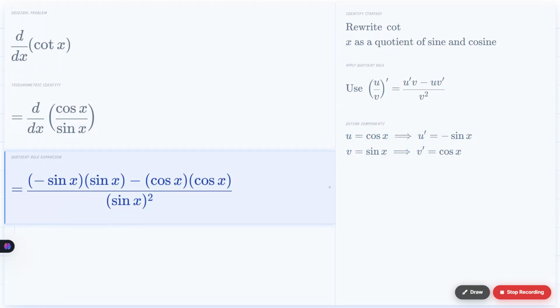We put our pieces into the quotient rule formula. We do this to expand the expression using the parts we found. The rule says we take u prime times v minus u times v prime, all divided by v squared.